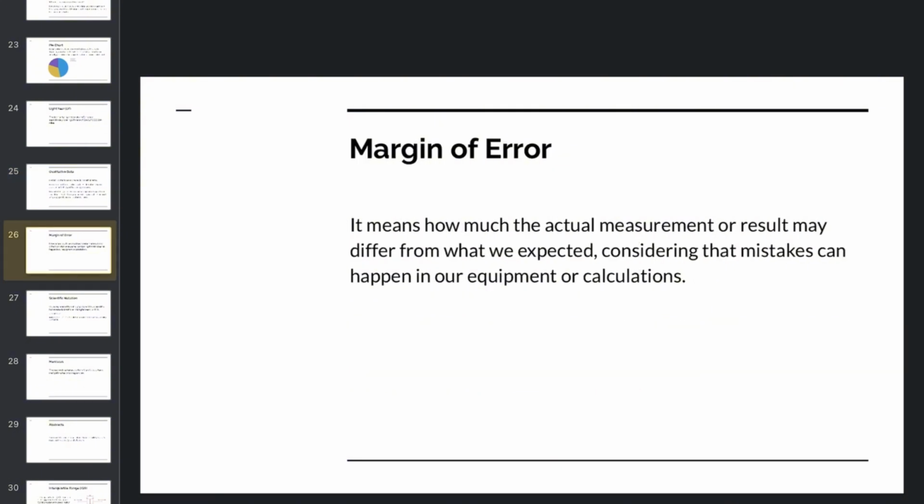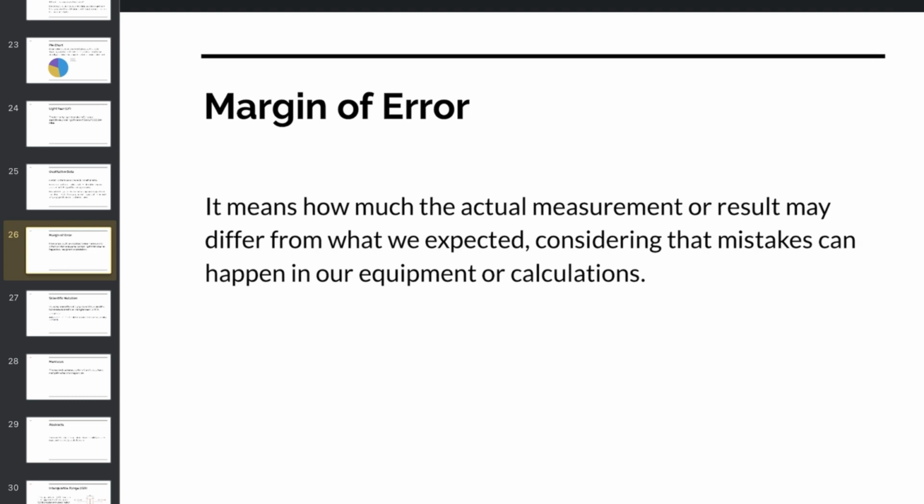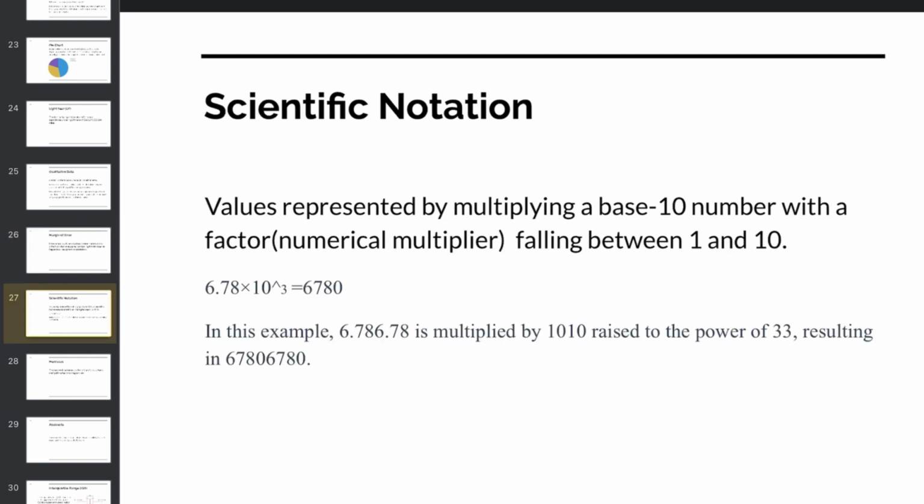Margin of error. It means how much the actual measurement or result may differ from what we expected, considering that mistakes can happen in our equipment or calculations.